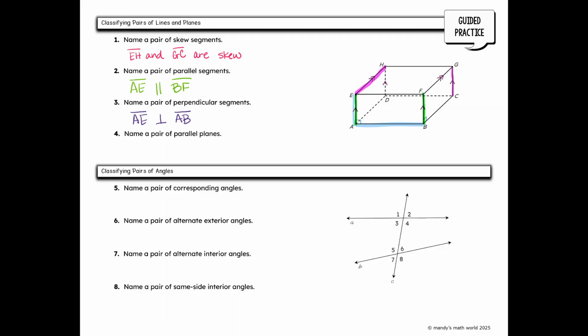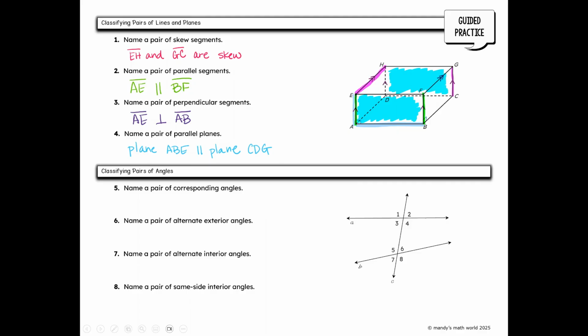Number 4, name a pair of parallel planes. An example of that would be plane ABE is parallel to plane CDG. Okay, and I just picked 3 points, C, D, and G, back there to name that plane. But I only need 3 points and I can write it in any order.